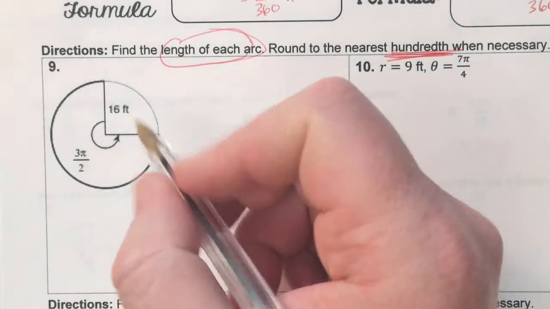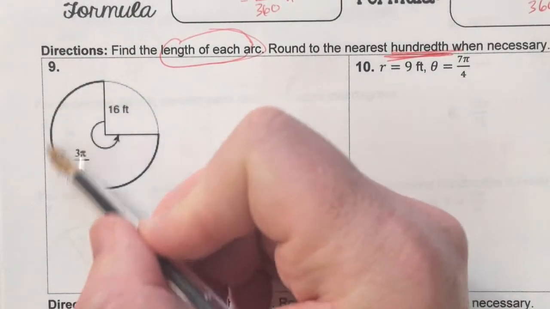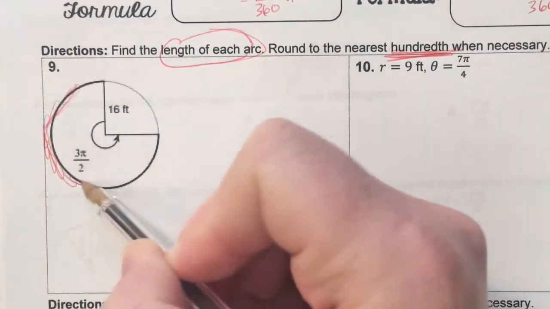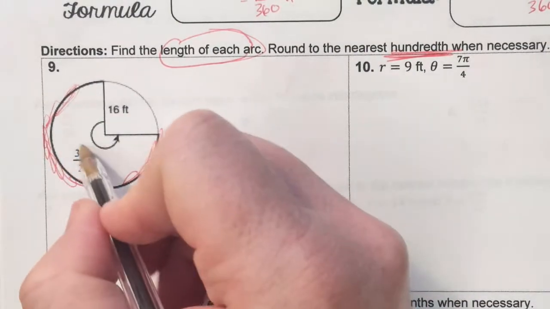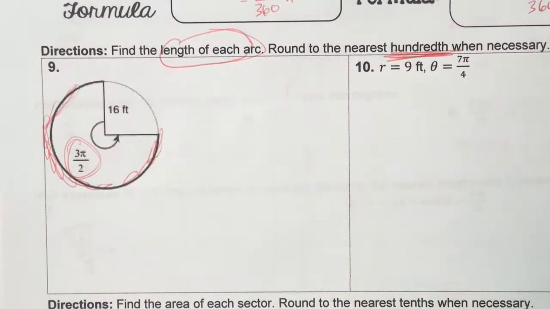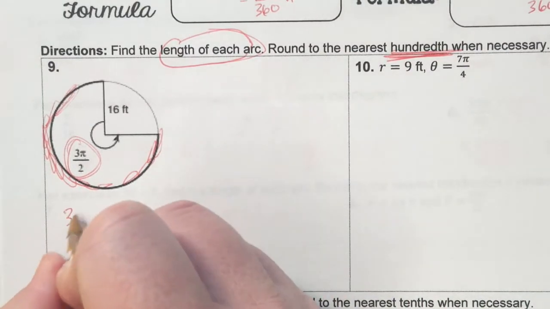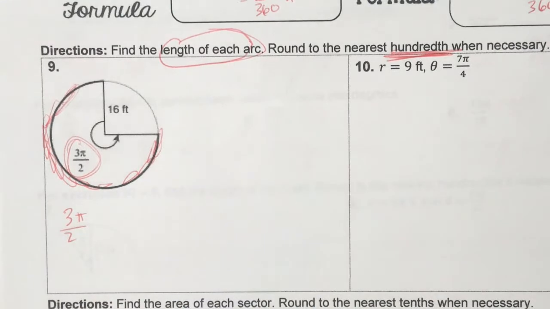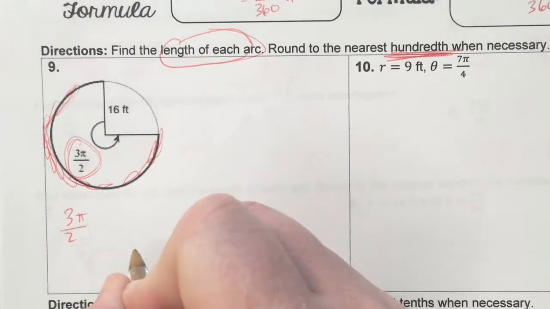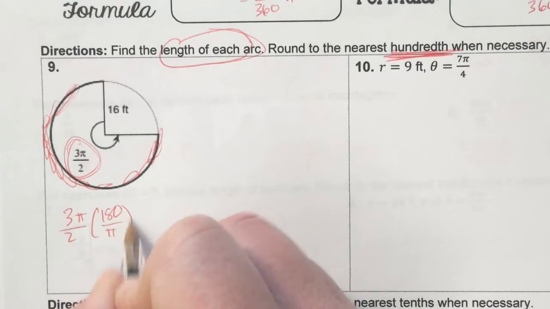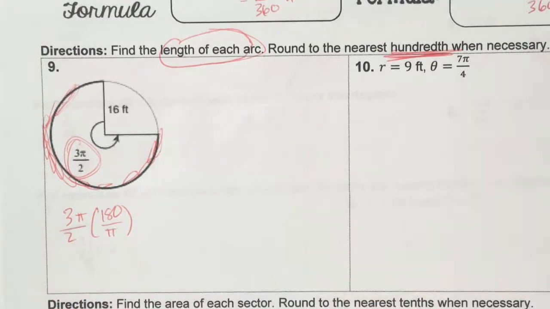All right. So see how this is darkened? So they want this right here, so this arc length right here. Now at the second, we have 3 pi over 2. So let's think this through. 3 over 2 pi, and we want that to be in degrees. So we want 180 degrees. We want to get rid of the pi radians.